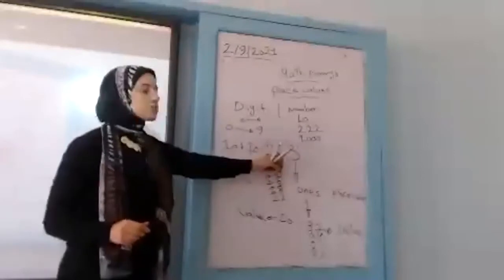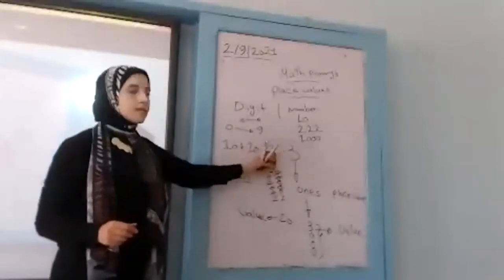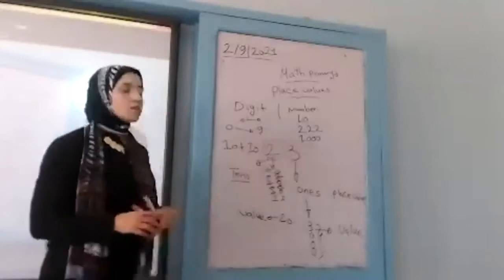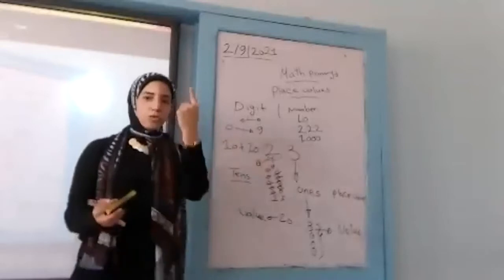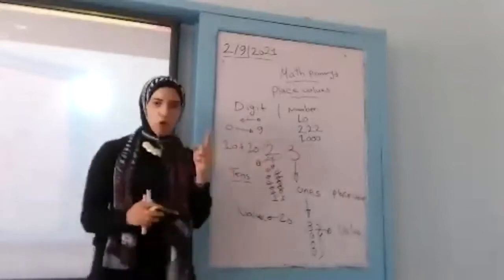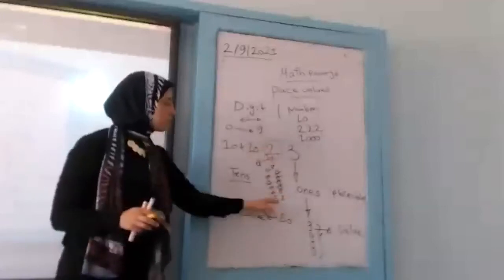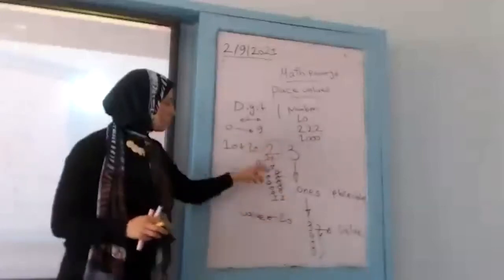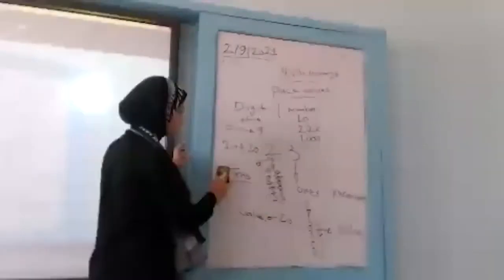So we know the value of 2-digit numbers. The first digit is ones, the second from the right is called tens. As we said, 1 block of 10 equals 1 ten. So I have 2 blocks of tens. So the value of 2 is 20.